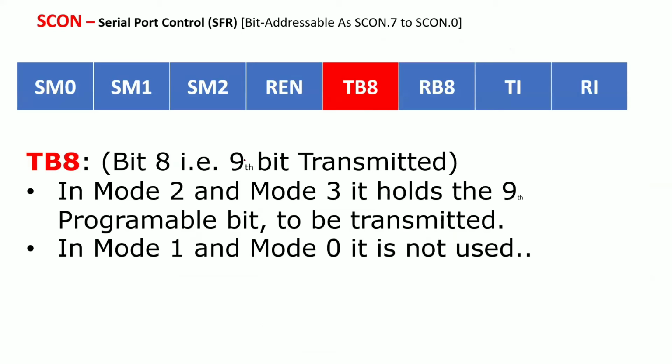I told you there is a programmable bit, and the programmer will send that 1 or 0 during the transmission. He will send that bit, right? That's why you read the theory. In mode 1 and mode 0, I am not using this bit, because I am not sending the programmable bit. Now here in mode 2 and mode 3, I am using this 9th programmable bit. To store this 9th programmable bit during the transmission or reception, I can use TB8.